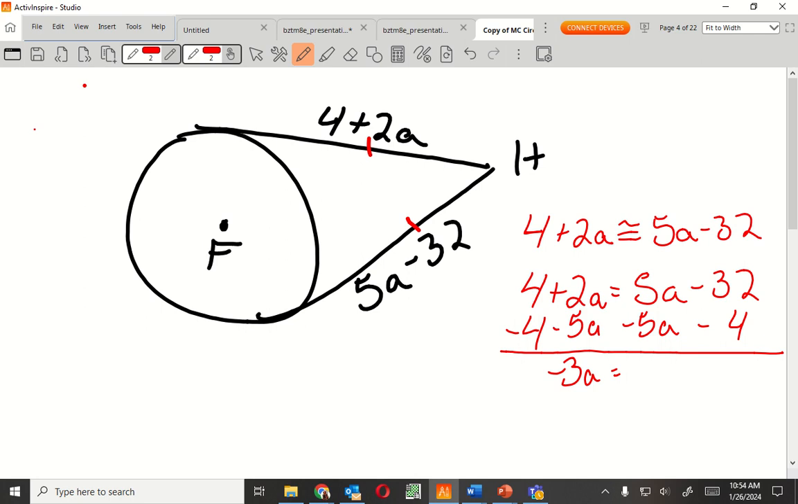Negative 32 minus 4. Negative 34, 36. Negative 36. It's negative 36 because they're both negative, right? Yeah. They're both negative. You're getting a bigger negative each time. So that's a negative 36.